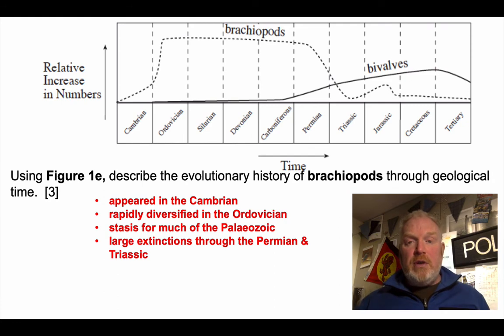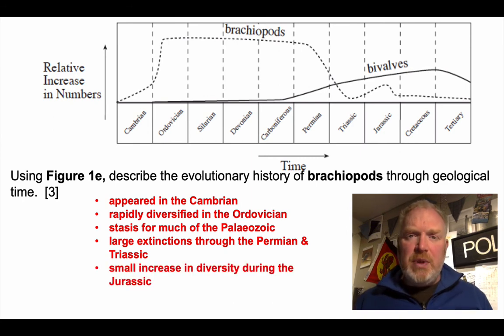From the middle of the Permian through into the middle of the Triassic, there was a significant reduction in numbers. Clearly some large extinctions going on. This did coincide, of course, with the biggest extinction the Earth has ever seen at the end of the Permian.